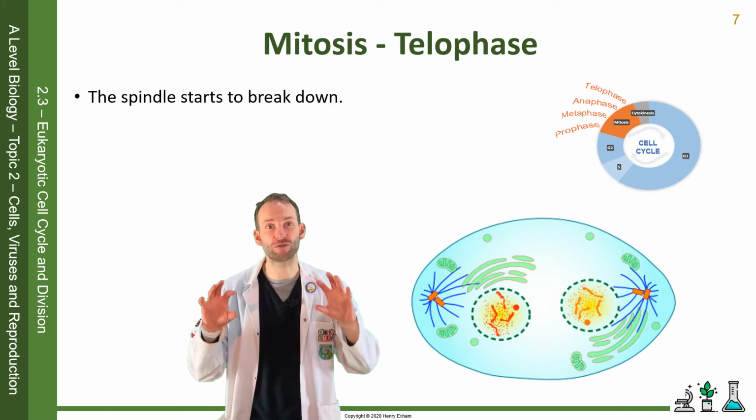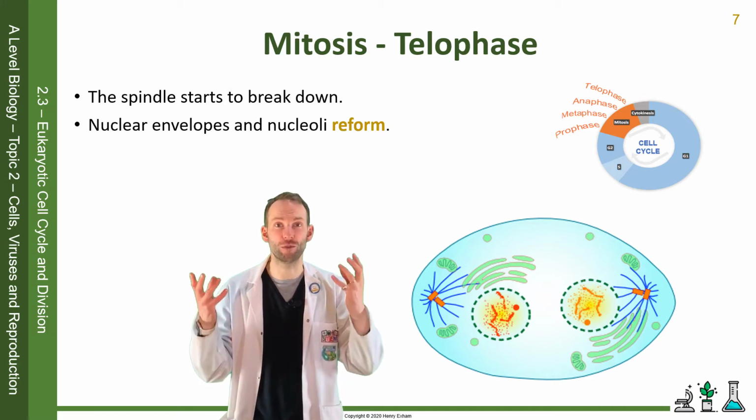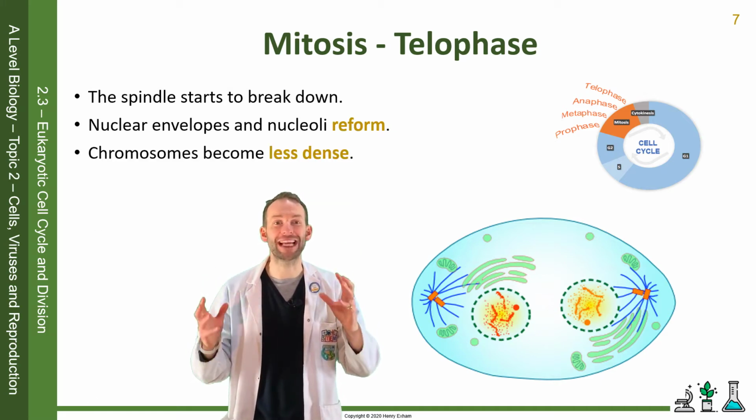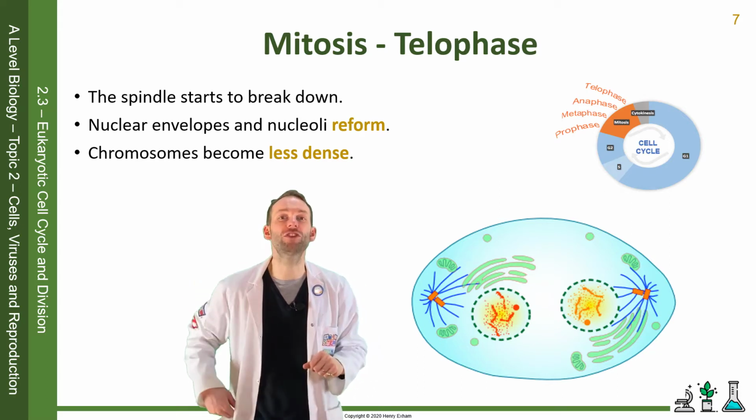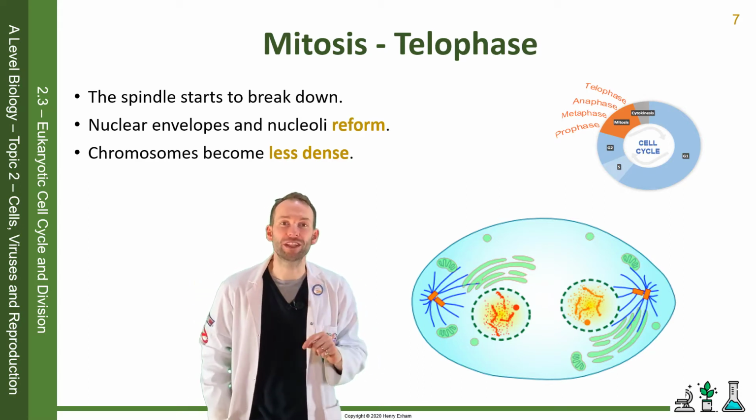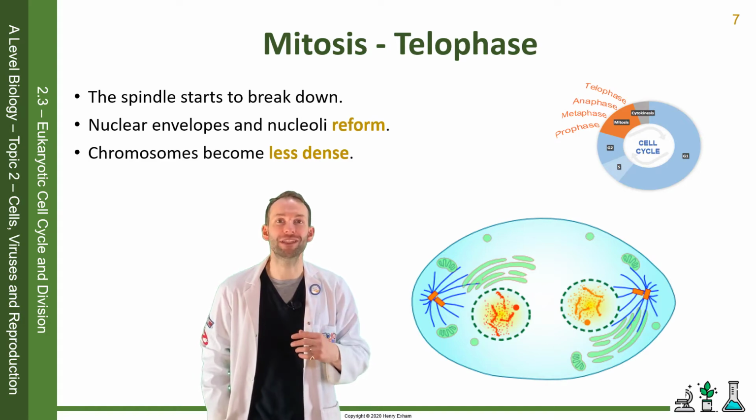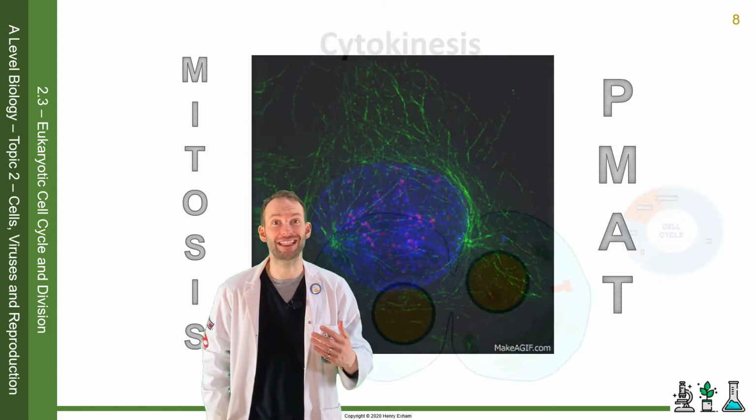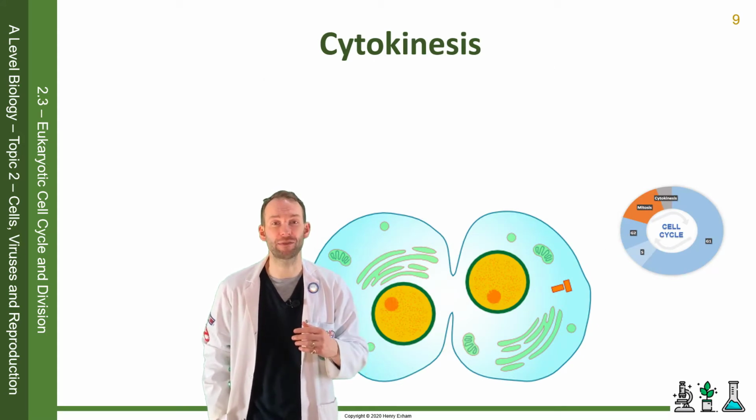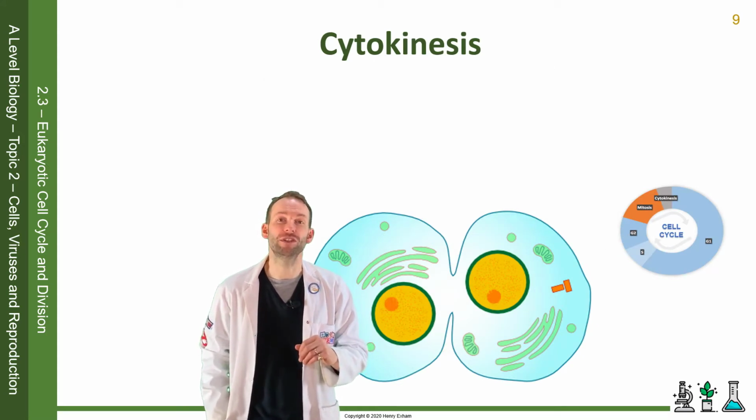The nuclear envelopes reform and the nucleoli reform. The chromosomes can become less dense and just go back to being chromatin. And we've formed two separate nuclei with identical chromosomes in each one. So after mitosis, we need to do cytokinesis. This is where we split the cytoplasm to form two new cells.